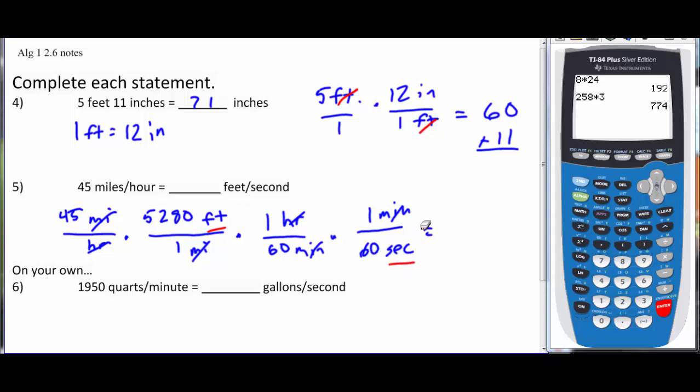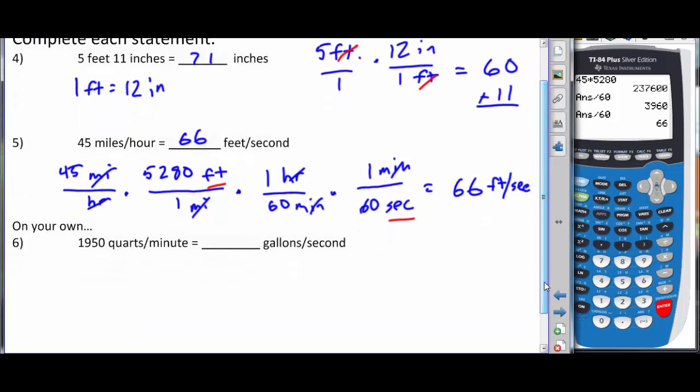If you're like me, you're probably going to want to use a calculator to do the rest of this problem. So I'm going to do 45 times 5,280, and then I'm going to divide by 60 2 times. Some of you may know that 60 times 60 is 3,600. So we could have just divided by 3,600 in one step. And I've got my answer. It's 66, and that means we're at 66 feet per second.